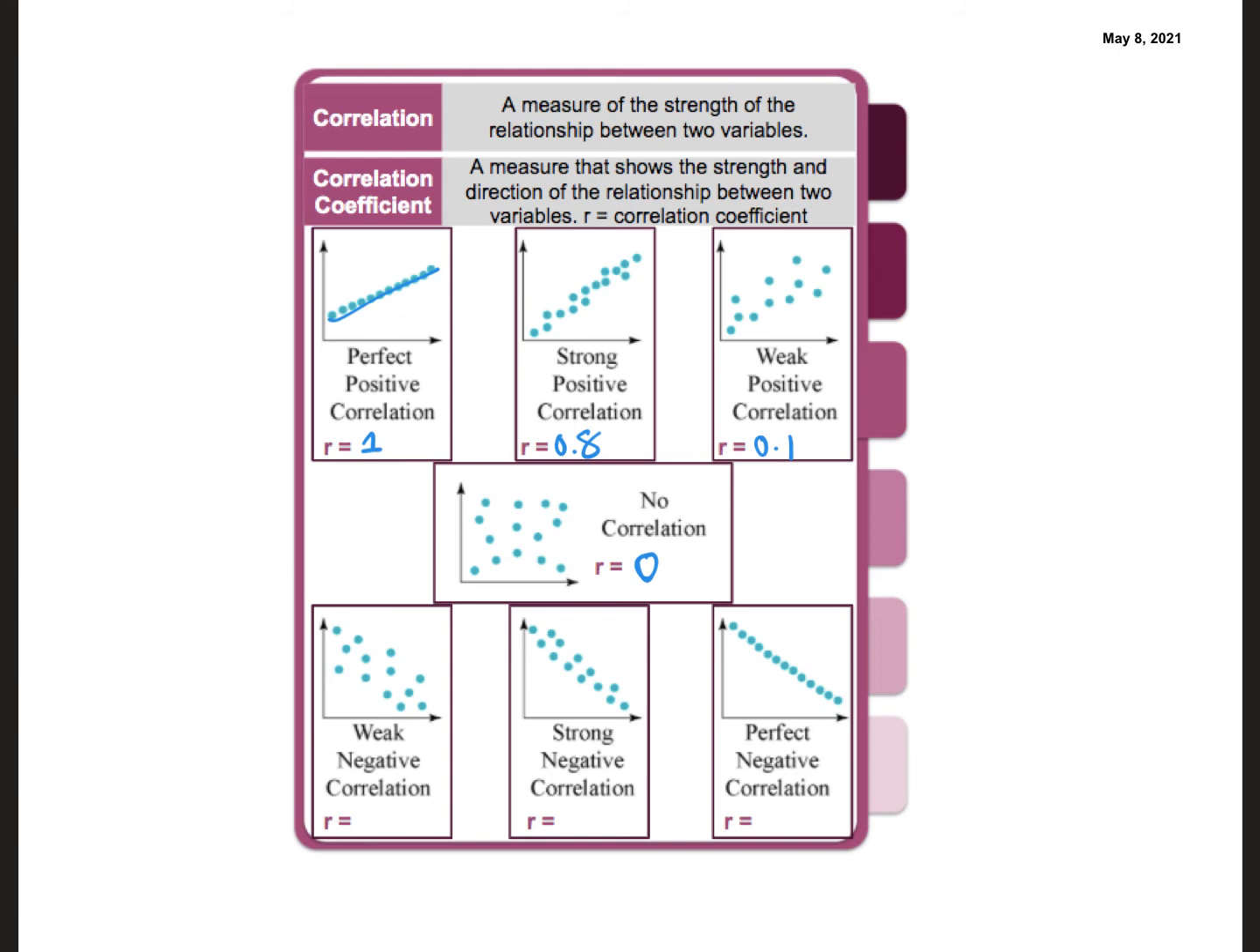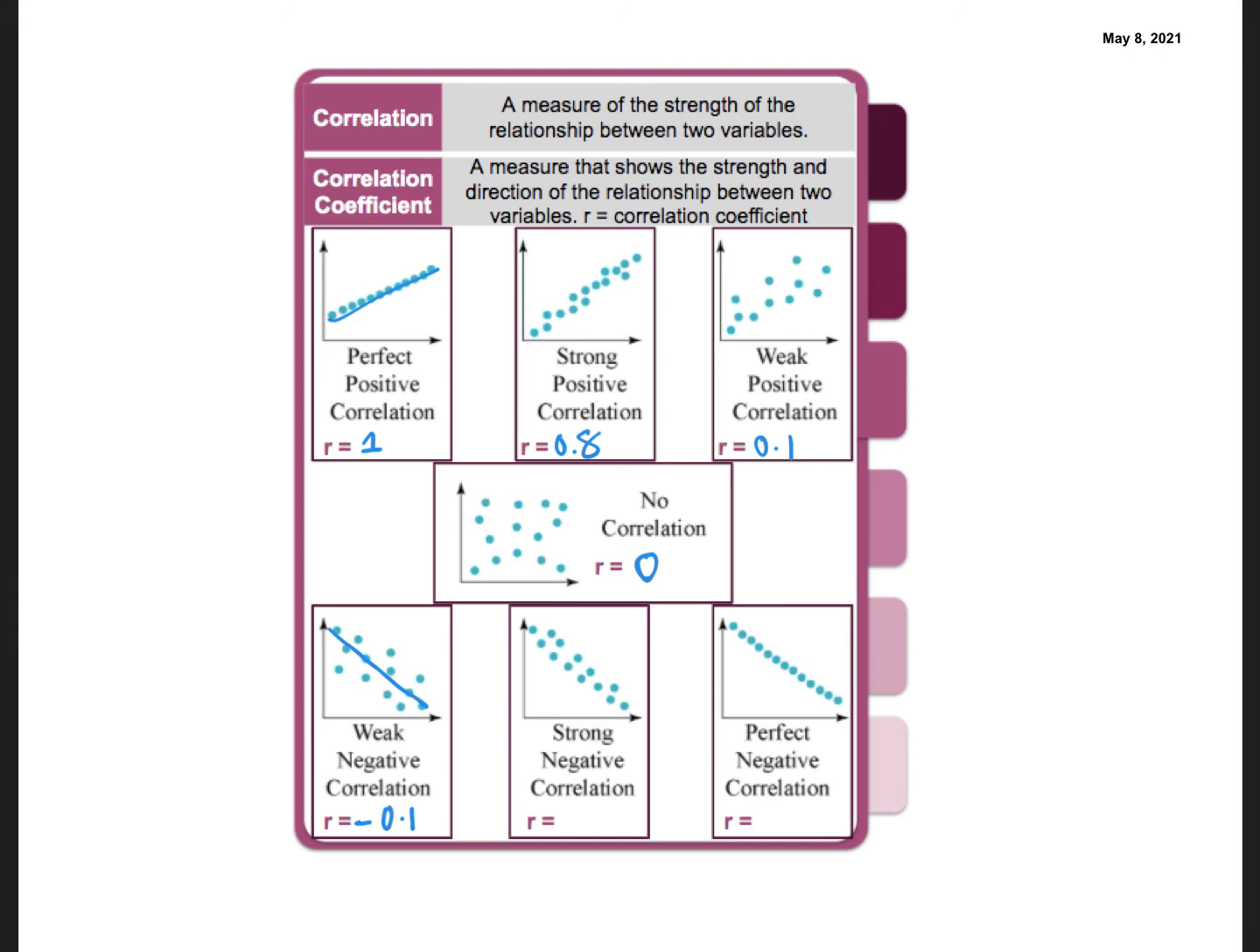For a weak negative correlation, notice now they're going in the opposite direction of the positive ones. Since it's weak, it's going to be a small decimal, so it'd be like negative 0.1, just below 0 essentially.